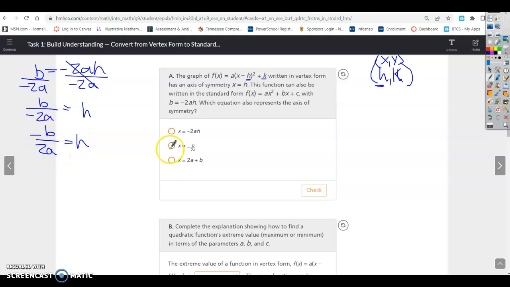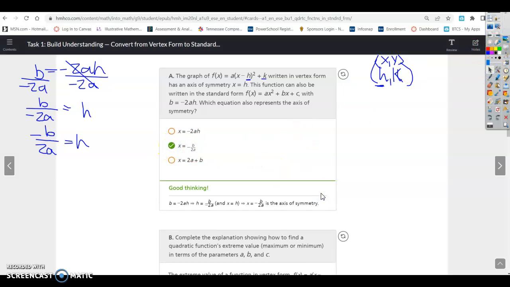So we can say that this right here is the answer for this question. So with b equals this, which equation also represents the axis of symmetry? Okay, so this was from standard form, and we are looking at standard form. If we want to find the vertex, we're going to start with x equals negative b over 2a.